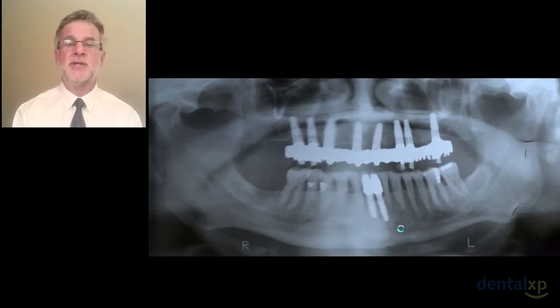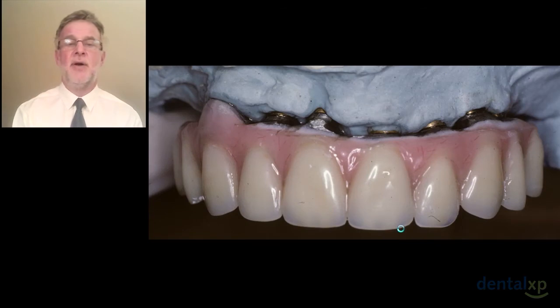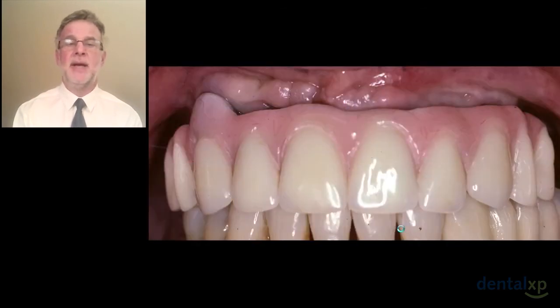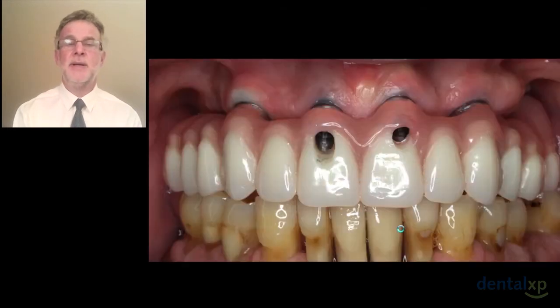Here's a case. And this is again on the model, typically what we're dealing with and what it can look like clinically. Again, the issues we brought up before. Something we alluded to before was that with a fixed case, the 3-dimensional positioning of the implant can be more critical.